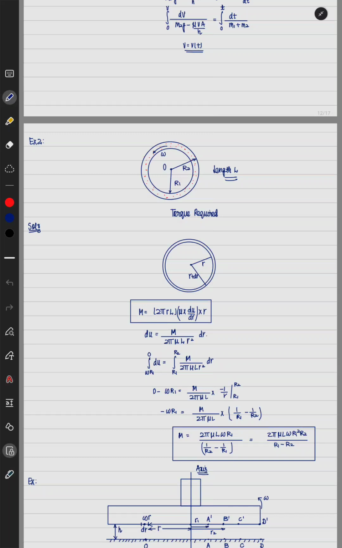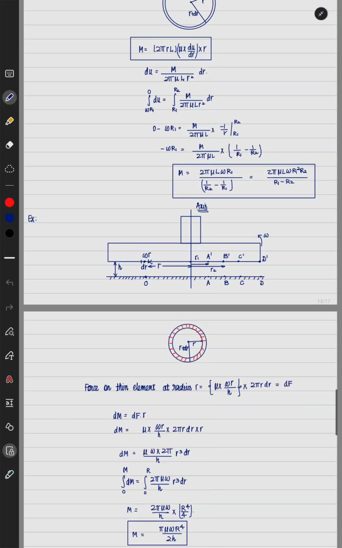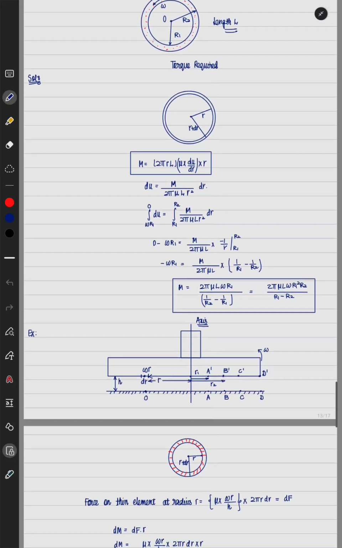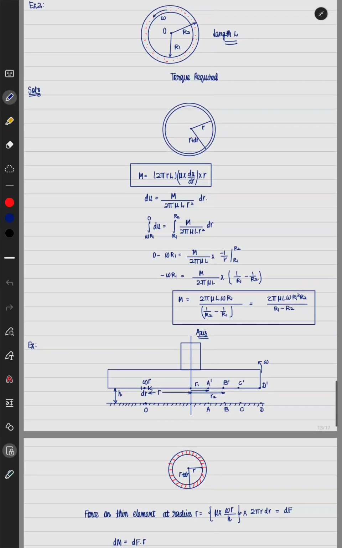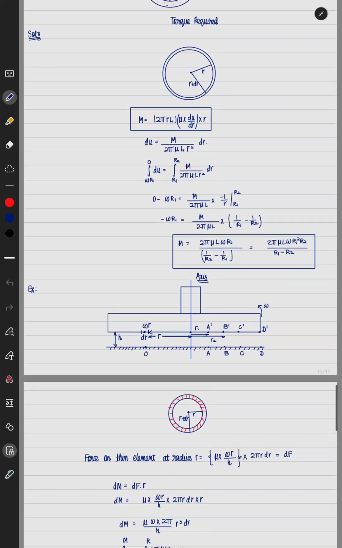So we take a small element at radius r, and we try to find the stress, then the force, and then the torque. And we integrated that equation from r equal to r1 to r equal to r2, as r is a variable. In this fashion, we evaluated the value of torque required to drive the concentric cylinder in which the fluid is filled in between.